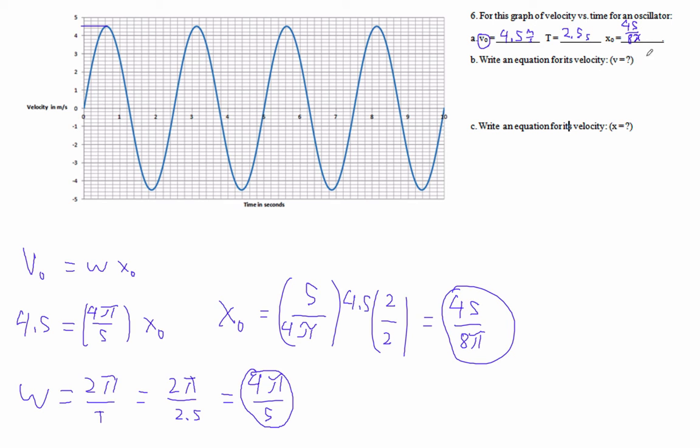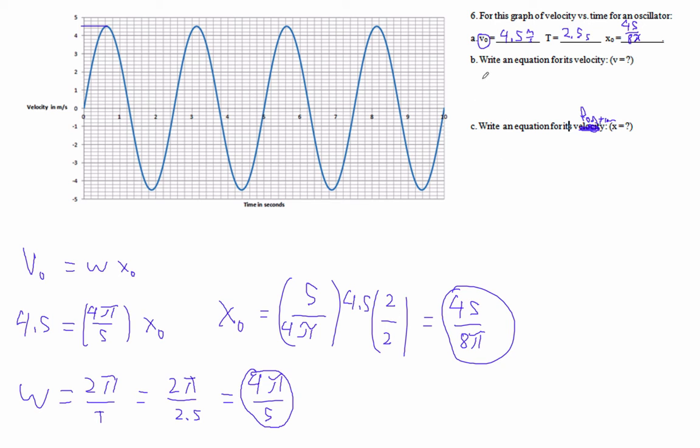Hopefully you already know how to do this, because I didn't pay attention to this. And no, there's a typo right here. This is not velocity, this is position. Position, all right. All right, let's see, write an equation for its velocity.